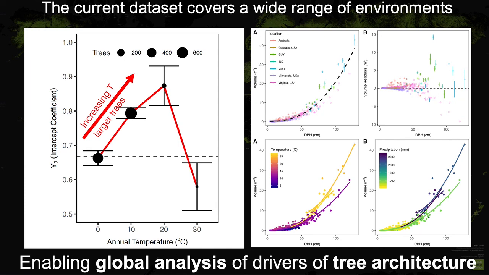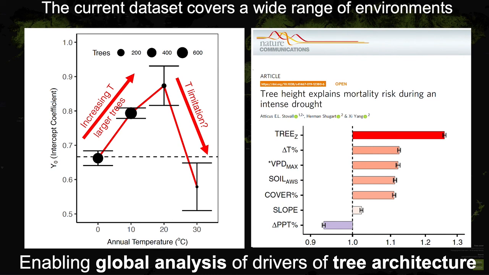At a certain temperature threshold, we see this decreasing in size for a given diameter, which might be an indication of temperature limitation, and dovetails nicely with some of the other research that we've done looking at how tree height and mortality risk interact during drought.